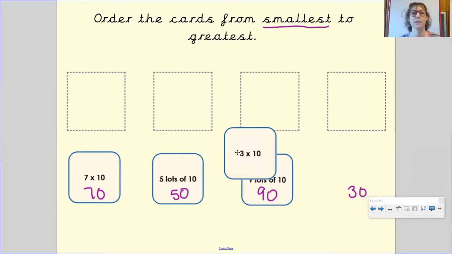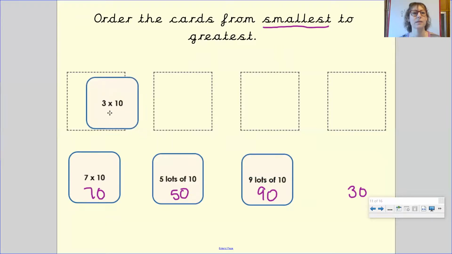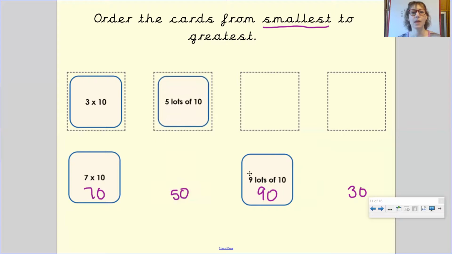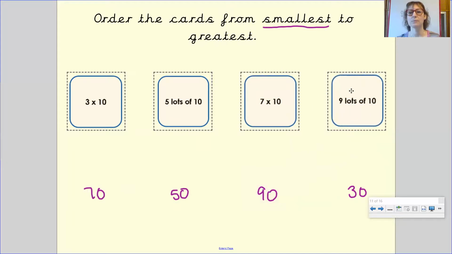It is 30. So I'm going to move that. Whoops. Into that space there. Okay. And then what's next? I've got 70, 50, 90. The smallest one of those 3 is 50. Now I've got 70 and 90 left, so my smallest one is 70. I can move that one there. And then I can move my 90 there.